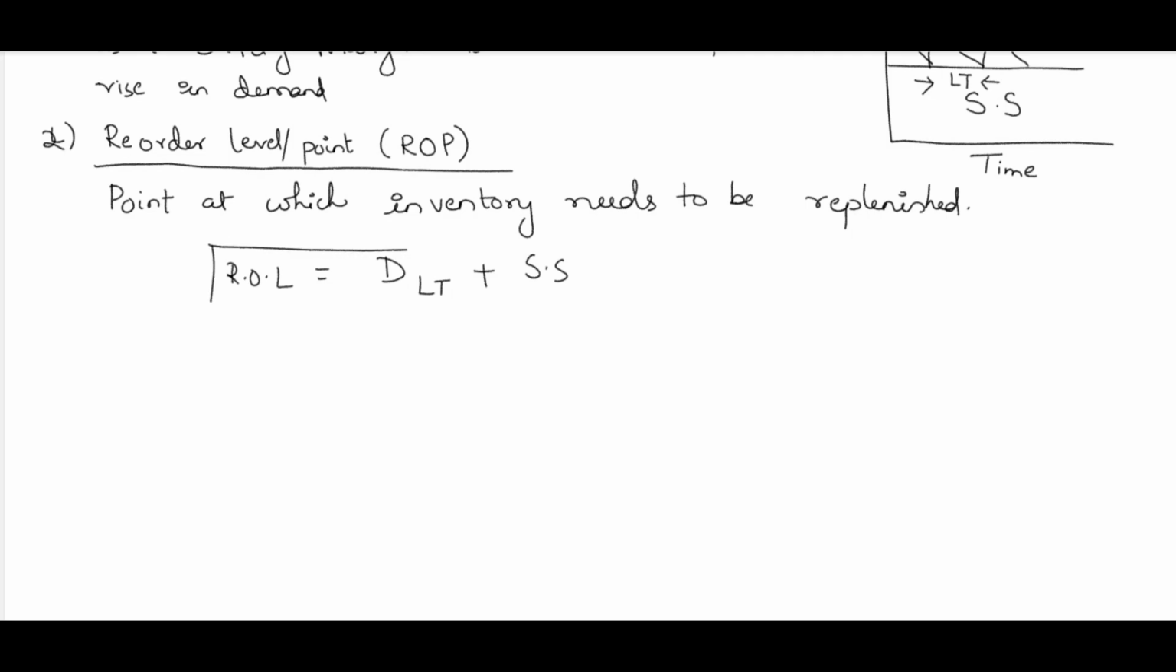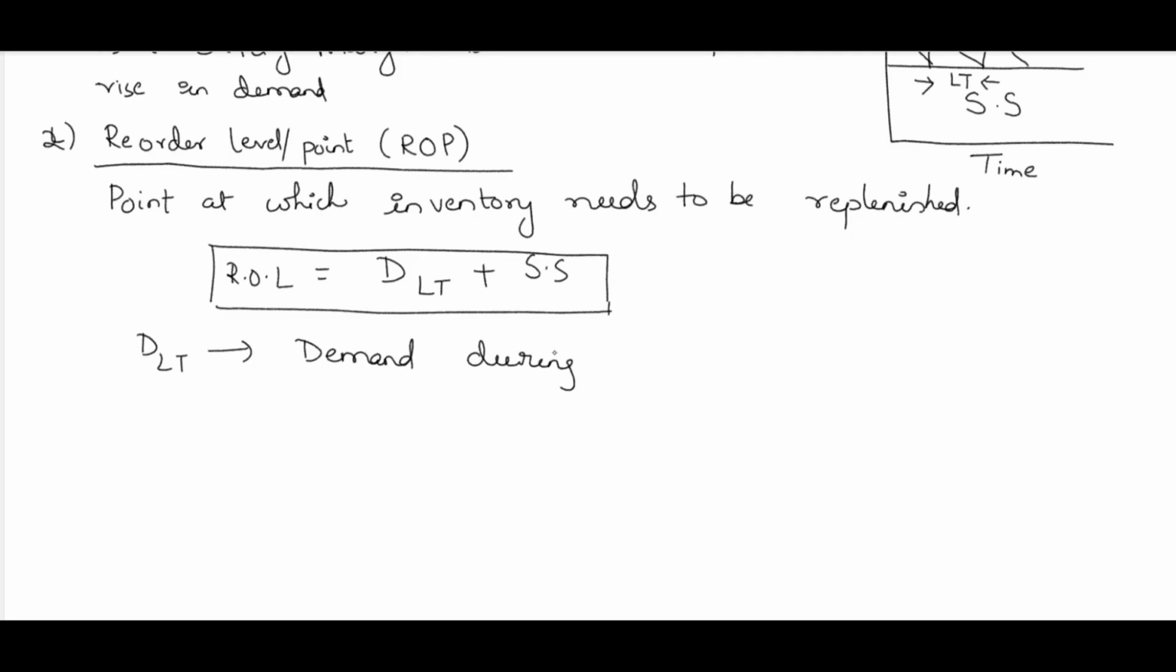It is the summation of demand during lead time plus safety stock. So demand during lead time, LT stands for lead time, and DLT is the demand during lead time. It is equal to demand rate multiplied by lead time period.